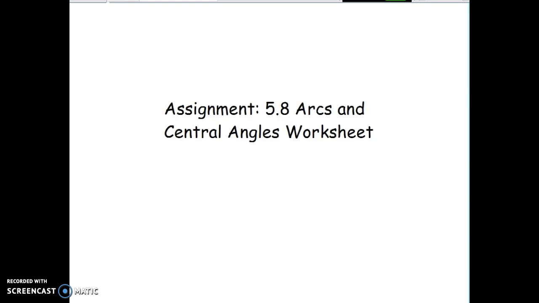The assignment for this one is the 5.8 arcs and central angles worksheet.